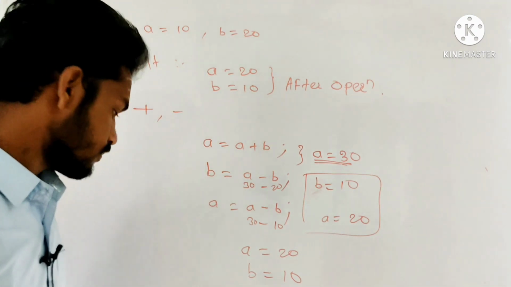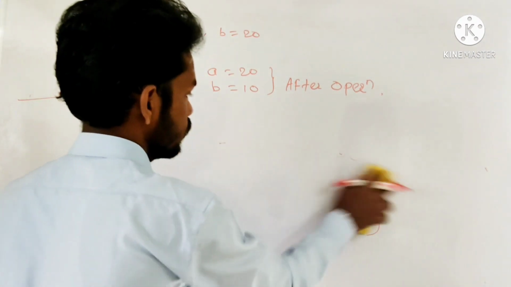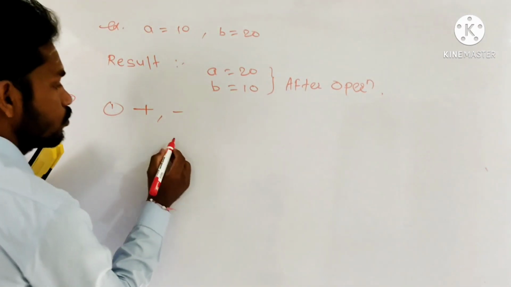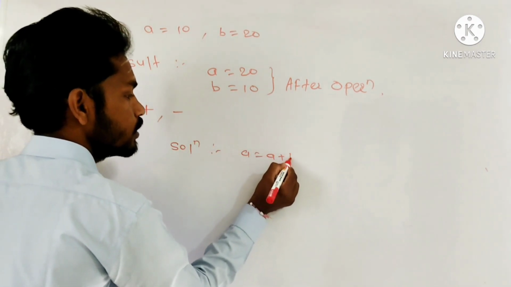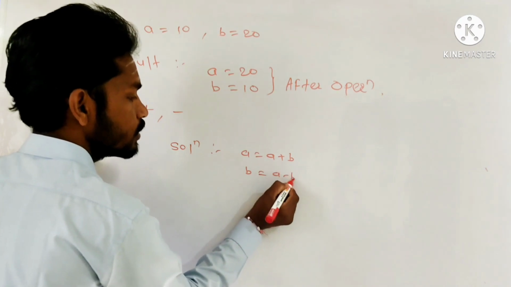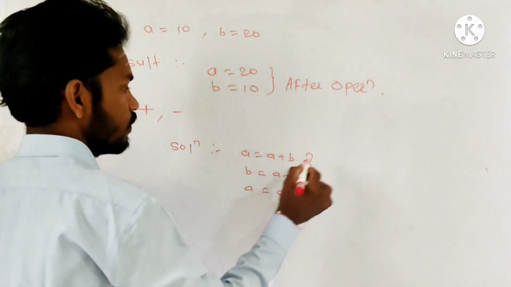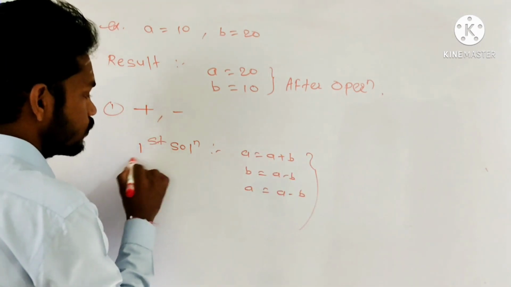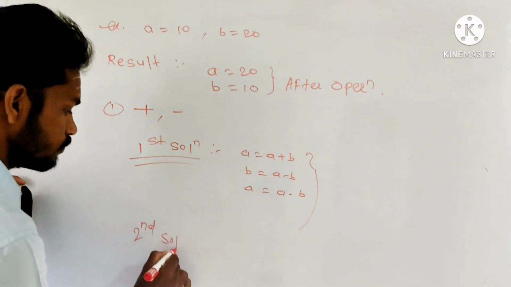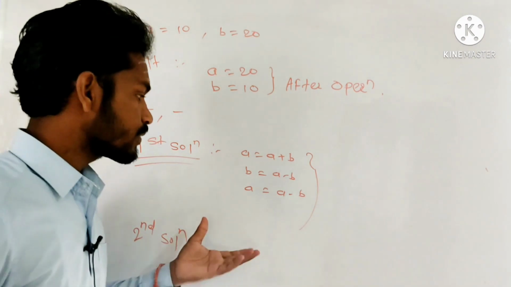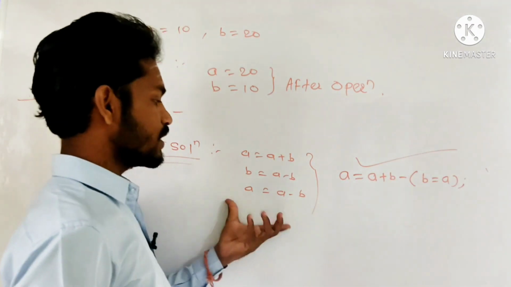Like that you can write. The solution: a is equal to a plus b, b equal to a minus b, a equal to a minus b. This is the first solution. Second solution, if they ask for one-line expressions, this will also give the same result.